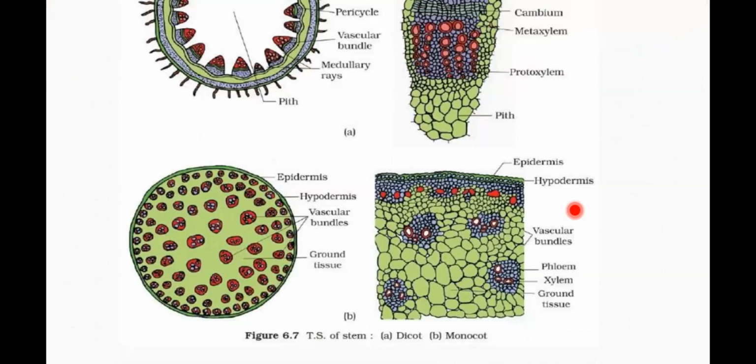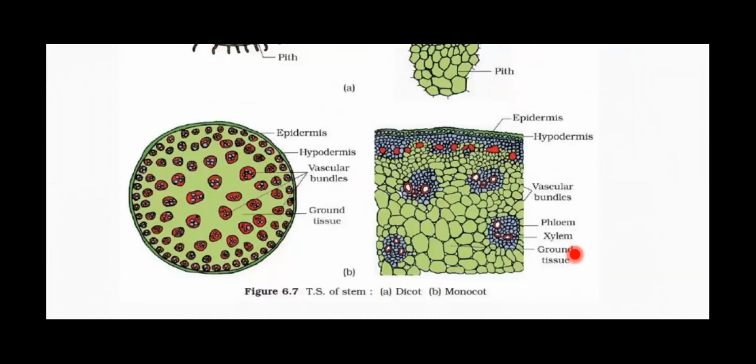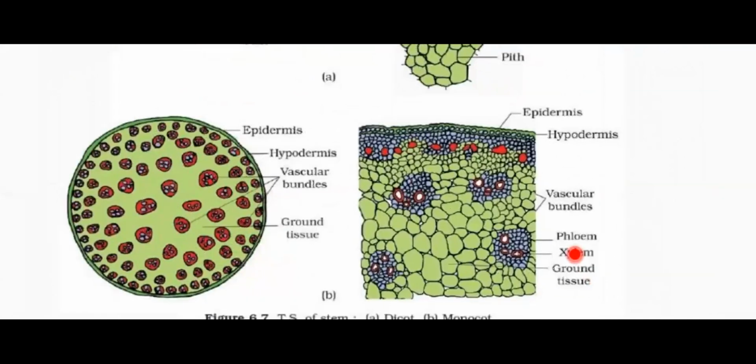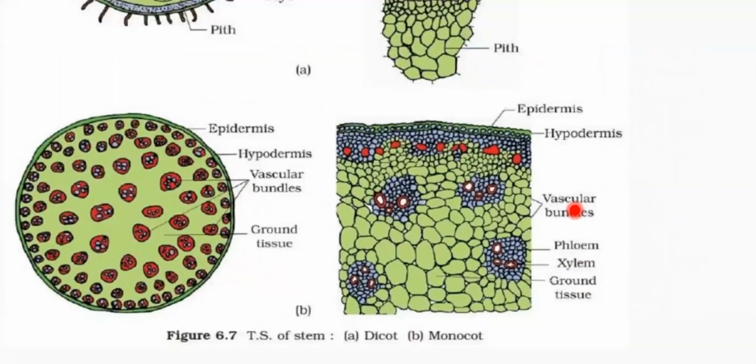Okay, so in monocot stem also, one difference I would like to highlight: phloem parenchyma is not there. Okay, and presence of water containing cavities. This is very important, you must remember. Phloem parenchyma is not there, and there is presence of water containing cavities which are present within the vascular bundles.